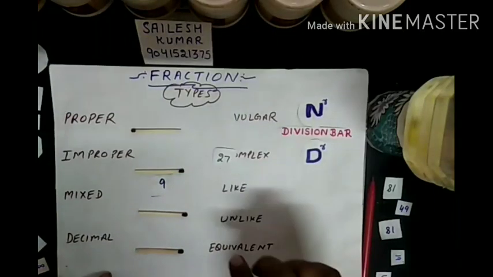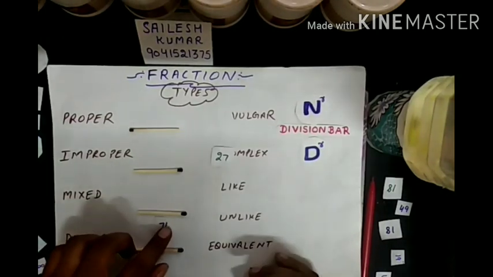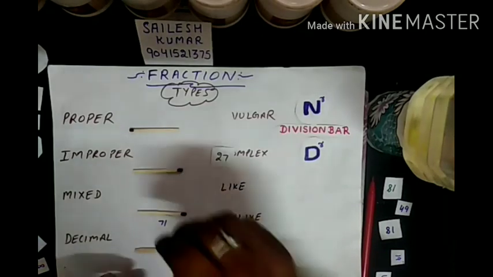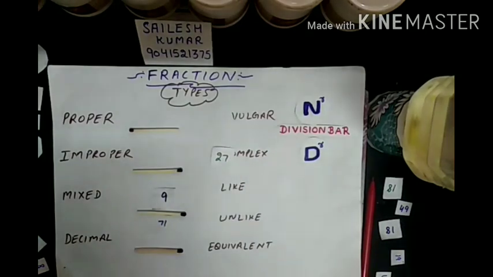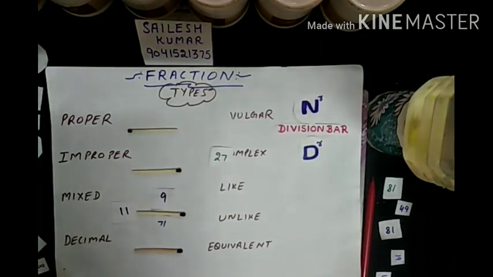Okay, now what is a mixed fraction? A mixed fraction is basically a number where one complete number is there and one proper fraction is there. So here I will need three numbers. I will want two numbers to make the proper fraction, and one complete number should be there. I can place them like this. So this is an example of a mixed fraction.